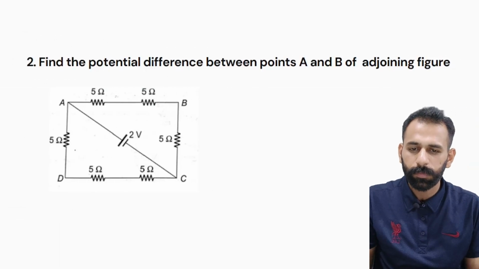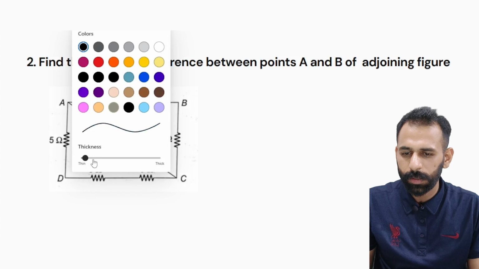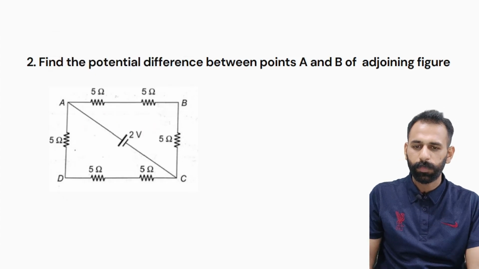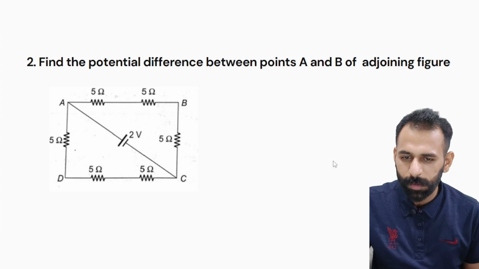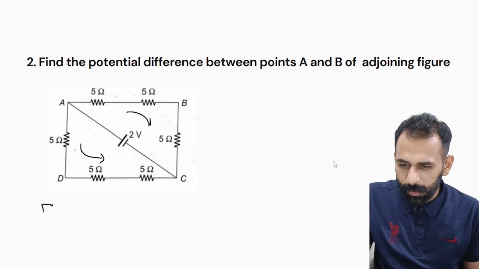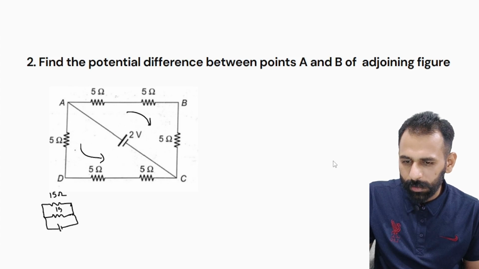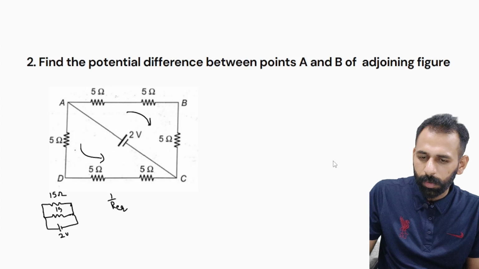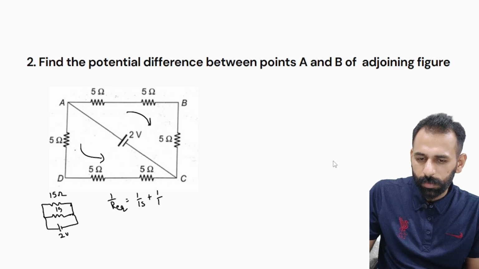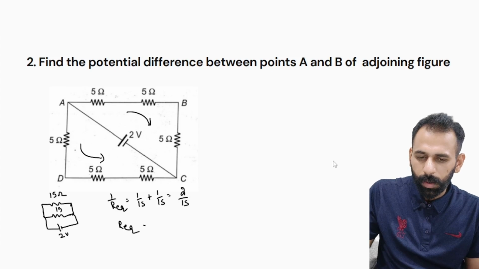Okay, let us find the potential difference between the points A and B in the given figure. To calculate that, as mentioned here, the potential drop is 2 volt across the series arrangement of the 15 ohm and the 15 ohm. If I write the equivalent circuit, here is 15 ohm and this is 15 ohm. Both are parallel to each other, and here is a 2 volt power supply, that is a cell. So 1 by R equivalent will be 1 by 15 plus 1 by 15, so that is 2 by 15, and you will get R equivalent as 15 by 2 ohm.